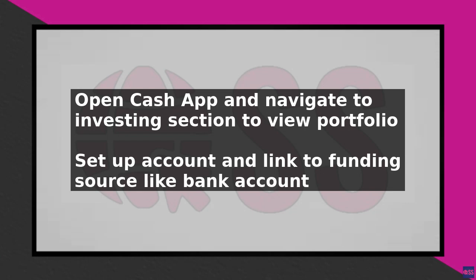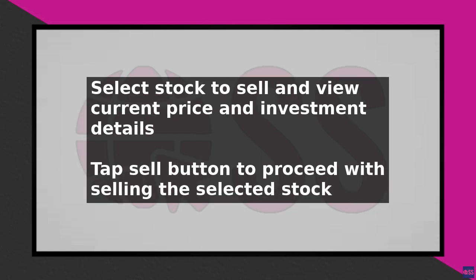Once you are in the investing section, select the stock you want to sell by tapping on it. You will then see the current price of the stock, as well as your total investment and any gains or losses. To proceed with selling the stock, tap the Sell button. You will then be asked to confirm the sale by entering the amount of stock you want to sell. You can choose to sell all of your shares or just a portion of them.